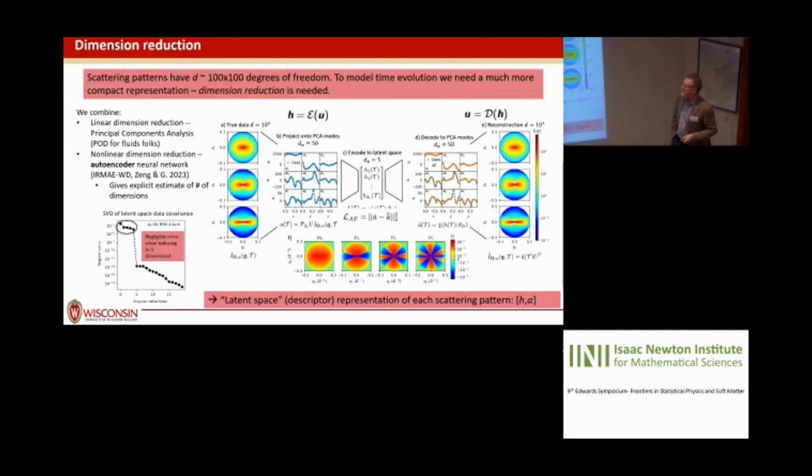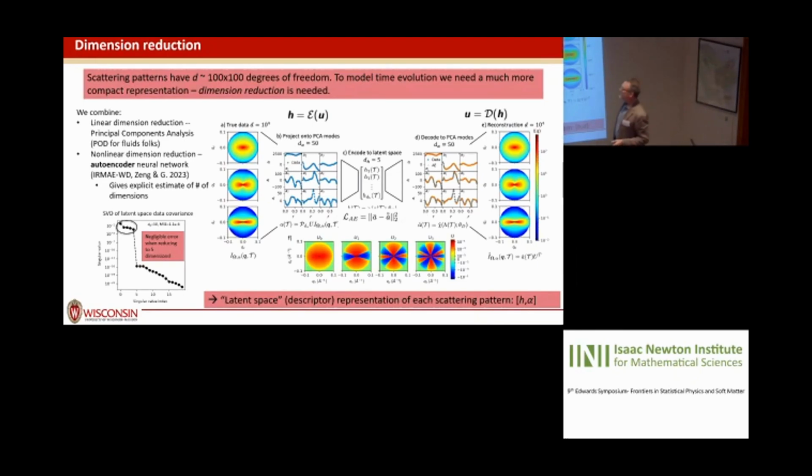So that's the kind of the symmetry piece. Let me talk about the dimension reduction piece. So the scattering patterns are fairly big, 100 by 100 pixels, for example. We would like to have a representation that's much more compact and ideally a representation that's minimal, that only contains the essential number of degrees of freedom that are needed to represent the structure.